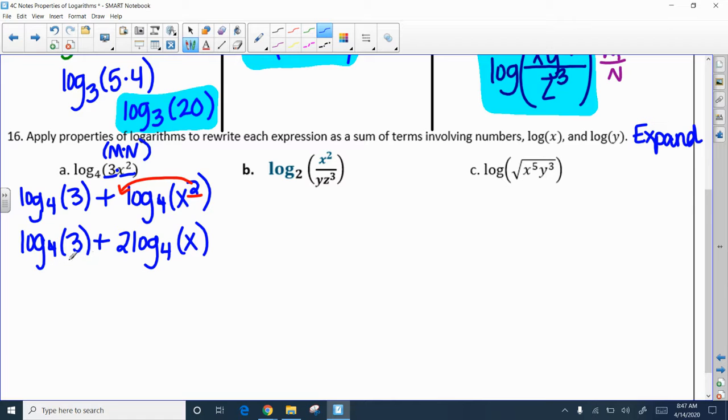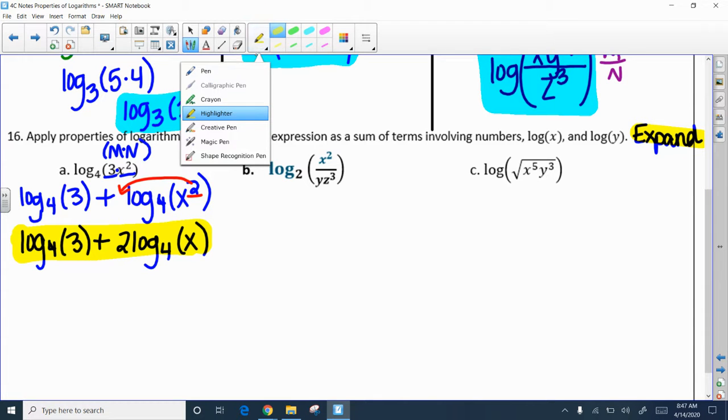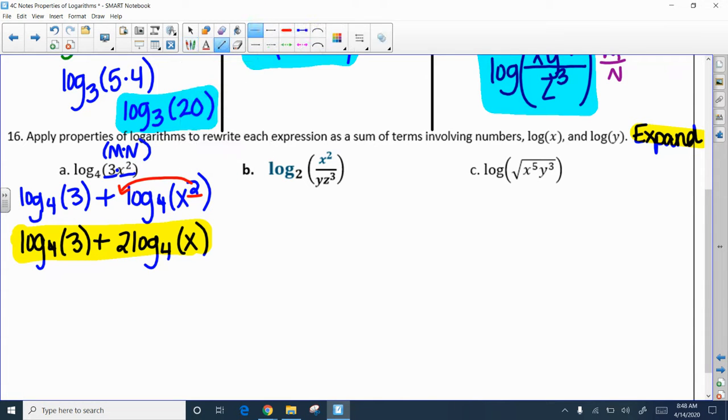So we know it's expanded all the way when each logarithm is just a logarithm of one single term. So like this one is just logarithm of 3, this one is just logarithm of x. So that is our answer there. That's expanded form. All right, let's look at B.